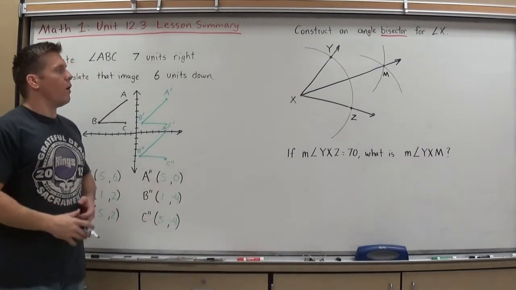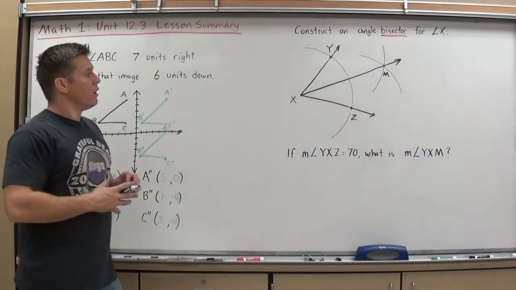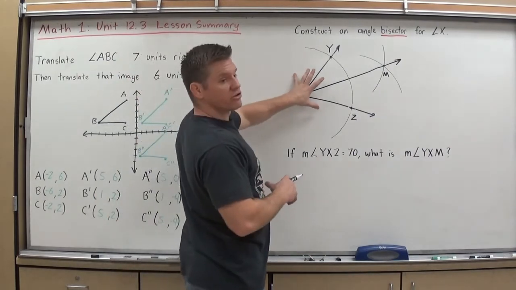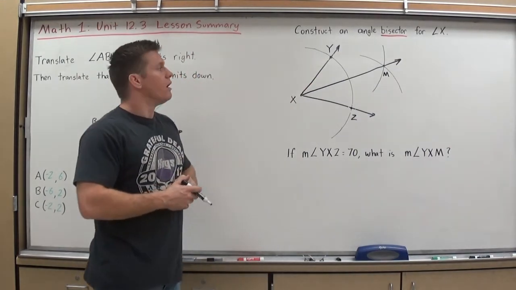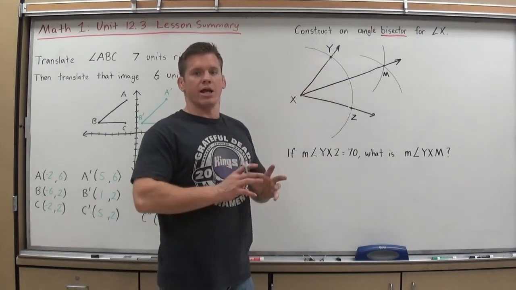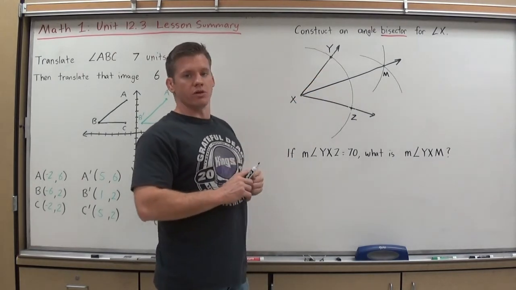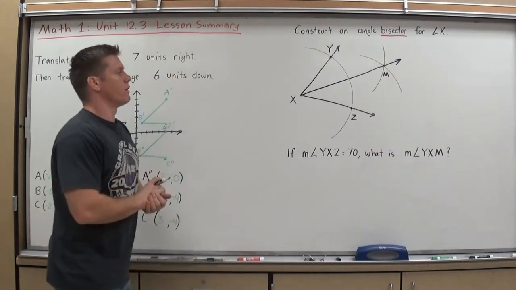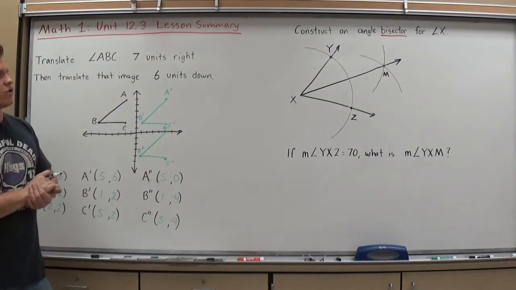If you're doing this at home, I suggest drawing your own angle, getting out a protractor and actually measuring that angle. See how many degrees it is. Then perform these constructions and measure your 2 new angles. If you did it right, these should equal half the original. Okay, you want to make sure you do that fairly accurately. So that's how you construct an angle bisector.